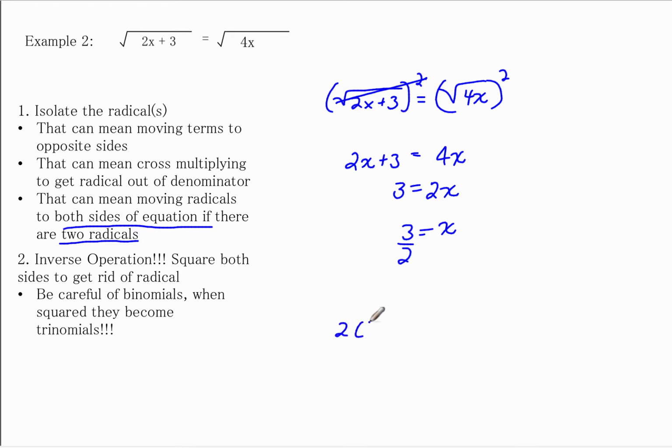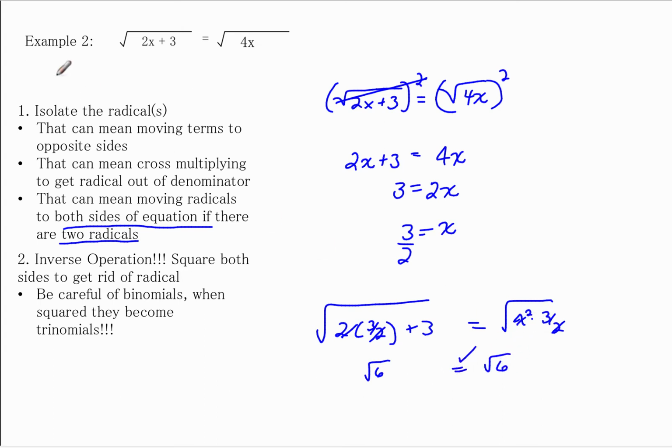So 2 times 3/2 plus 3 equals 4 times 3/2, and they both have radicals. So the 2's cancel out. 3 plus 3 is 6. 2 goes into 4 twice. 2 times 3 is the square root of 6. Great, this one checks.